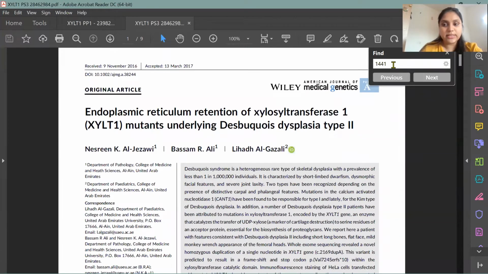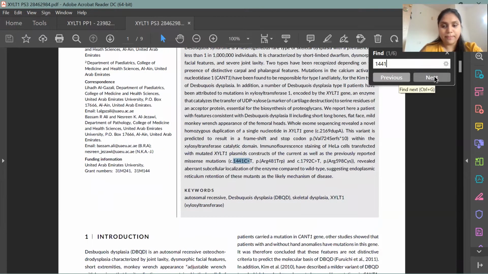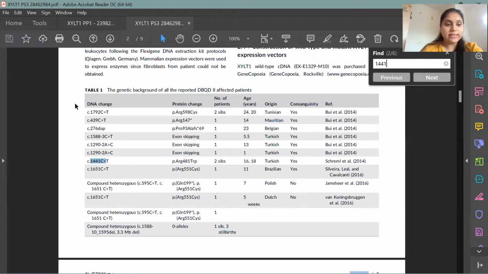And since I searched this with the cDNA change, I will put in the cDNA position to search the text. So you can see in this table, for this particular variant, past literature has been shown, and this basically shows the paper that we referred to earlier for giving the PP1 criteria. This means that our search has been thorough till 2017 in terms of novel papers for this variant.